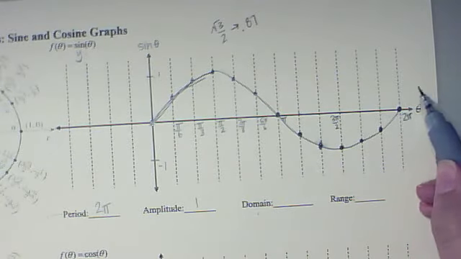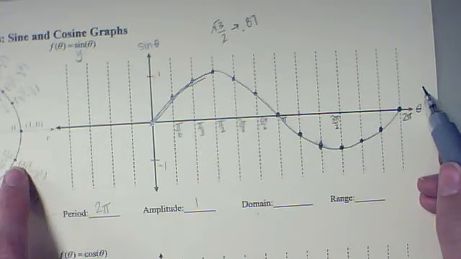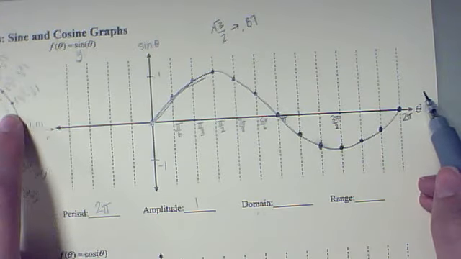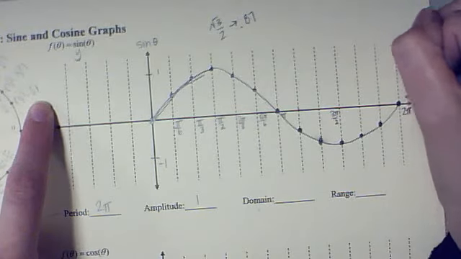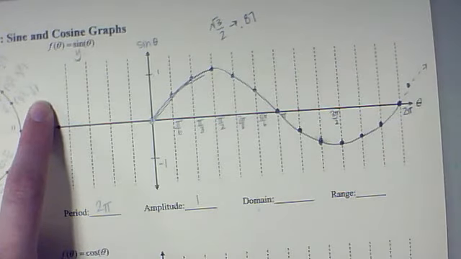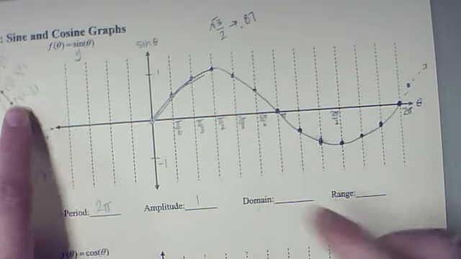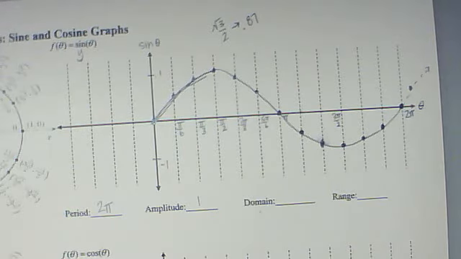If I went on to the next pi over 6, which would be 11 pi over 6, 12 pi over 6, 13 pi over 6 would be my next value, it'd be 1/2 again. And so I would continue in this way. So I'm going to draw some dotted lines here. I'm going to go backwards with you here and just kind of illustrate what that would be.